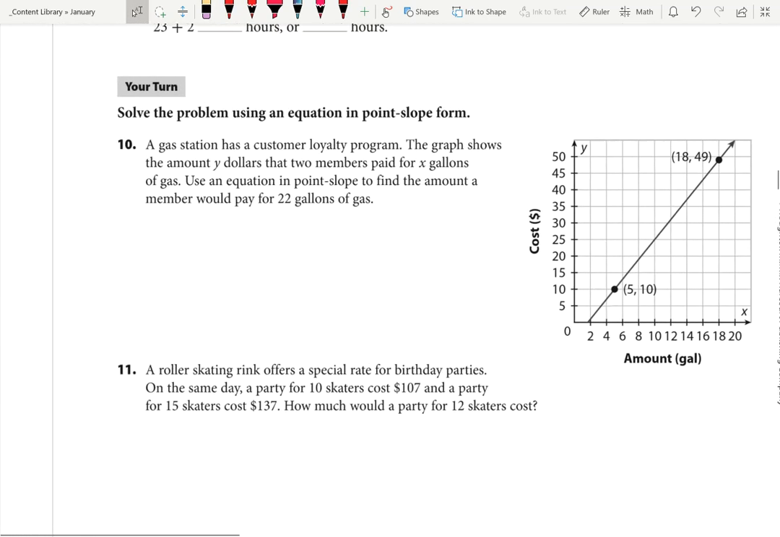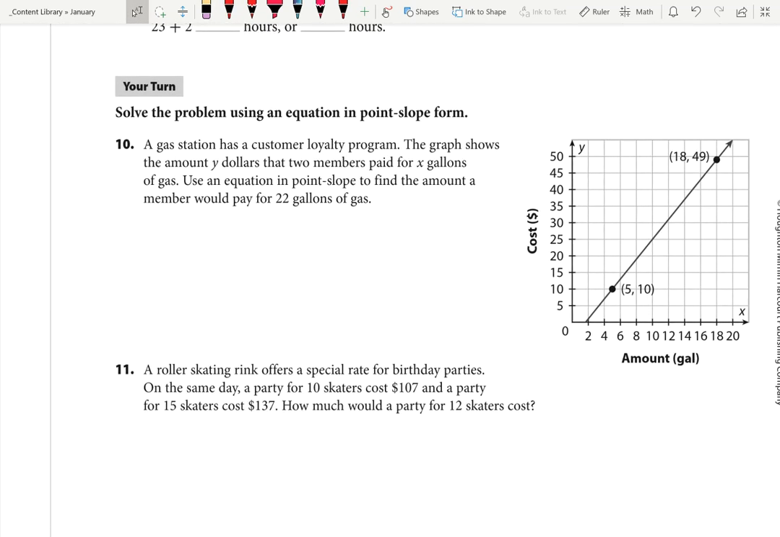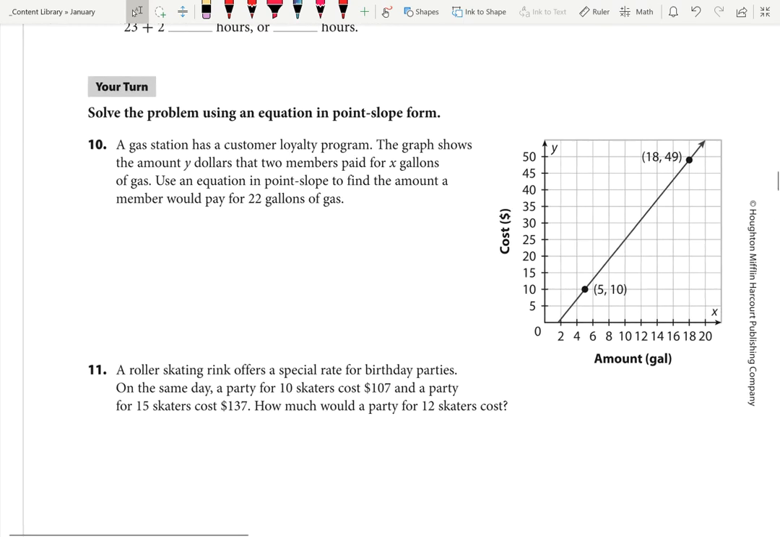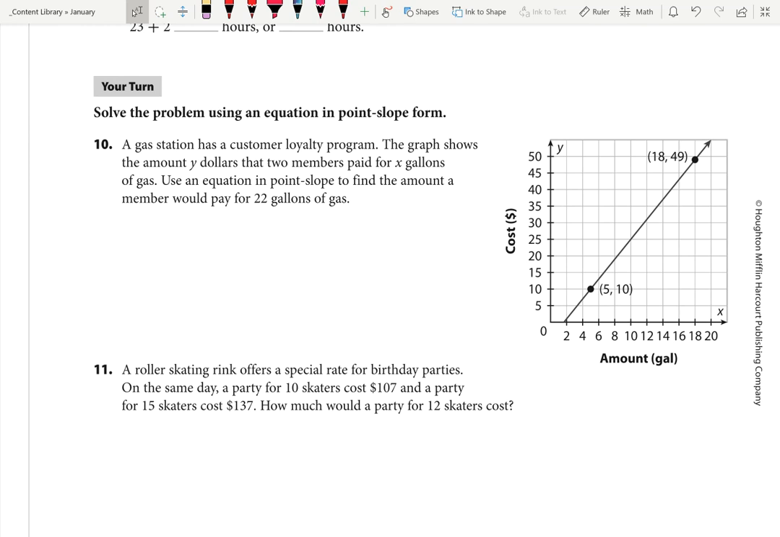Now, number 10, our last problem that we're going to do together, at least in this video, is this word problem. A gas station has a customer loyalty program. The graph shows the amount y dollars that 2 members paid for x gallons of gas. Use an equation in point-slope form to find the amount a member would pay for 22 gallons of gas. So we have 2 points given to us on the graph.